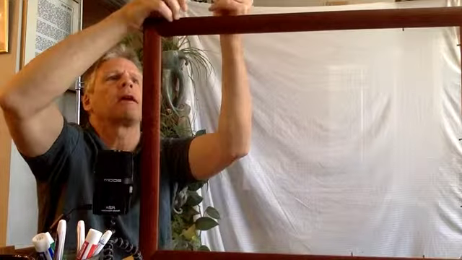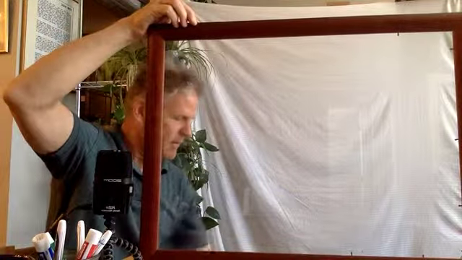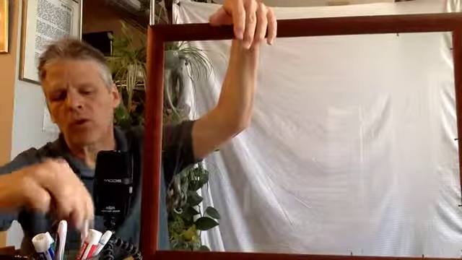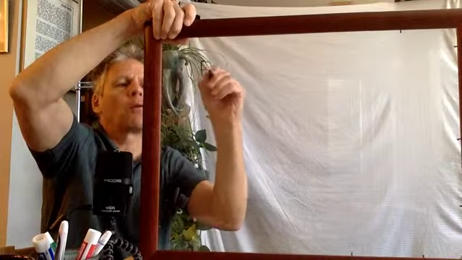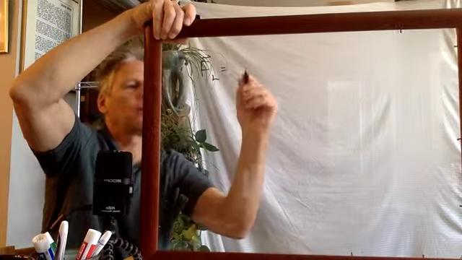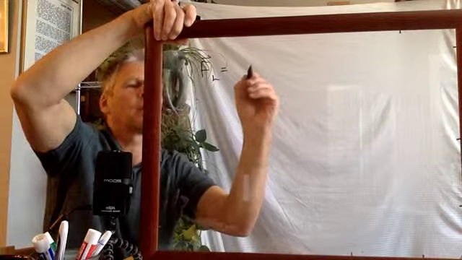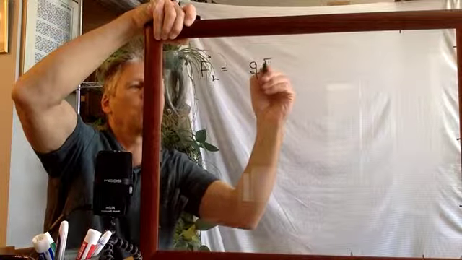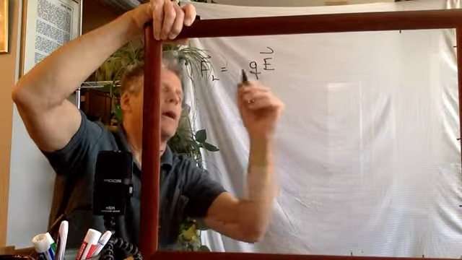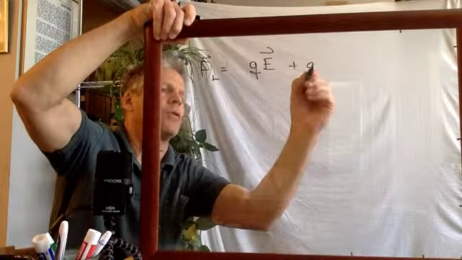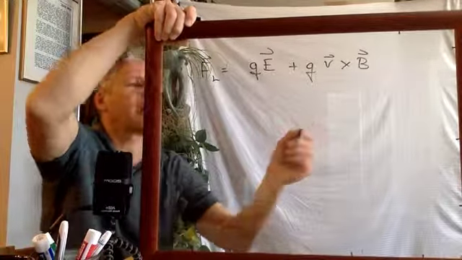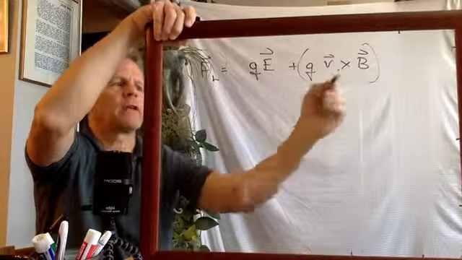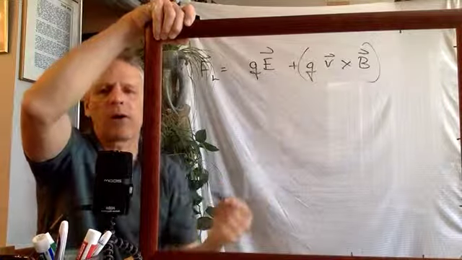You will recall that some people call the Lorentz force this total force, F_L equals QE plus QV cross B. I sometimes, just for shorthand, just call the Lorentz force this magnetic portion.